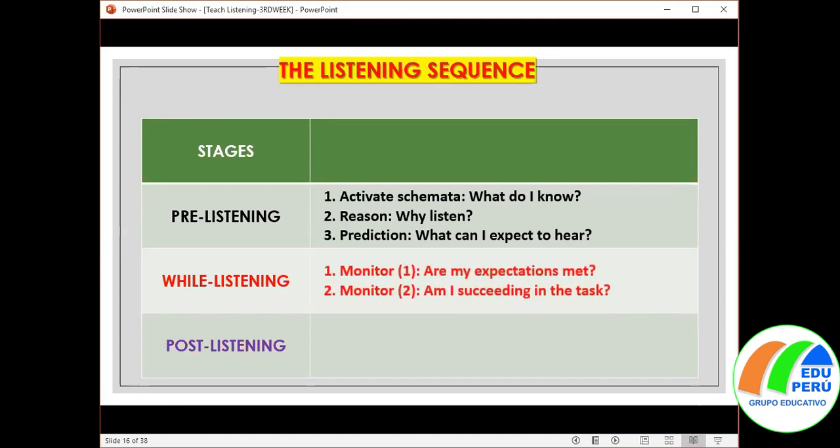The while-listening stage works as a monitor, no? You are going to check if your students comprehend what they are listening to. Are my expectations, from the pre-listening stage, met? Am I succeeding in the task? That is, whether they can understand well what they are listening to. So this is the while-listening stage. And the post-listening stage is feedback. Did I fulfill the task? How can I respond? So notice these three important stages in a listening lesson or listening sequence.